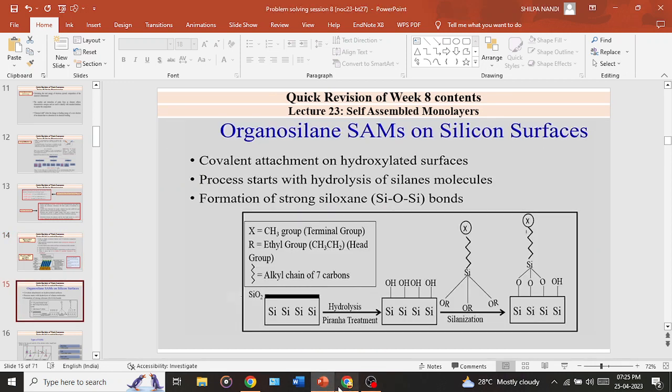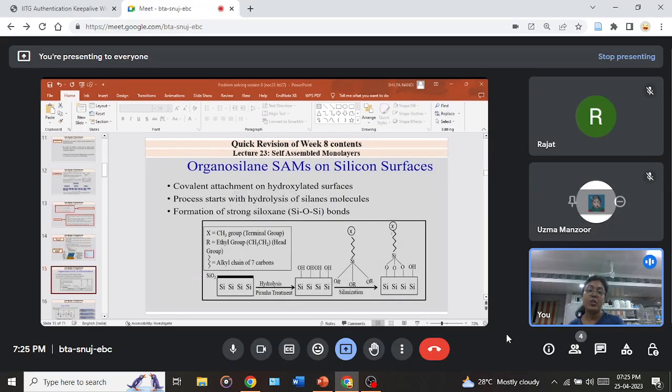Moving on, this is an example of organosilane SAMs on silicon surfaces. You can see there are two processes. Covalent attachment occurs on the hydroxylated surface. The process starts with the hydrolysis of the silane molecules, and then there is a formation of strong siloxane, that is Si-O-Si, bonds.